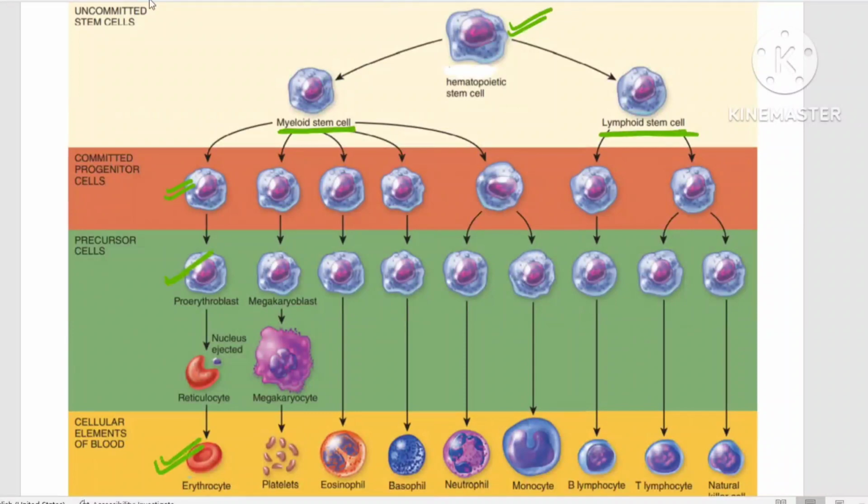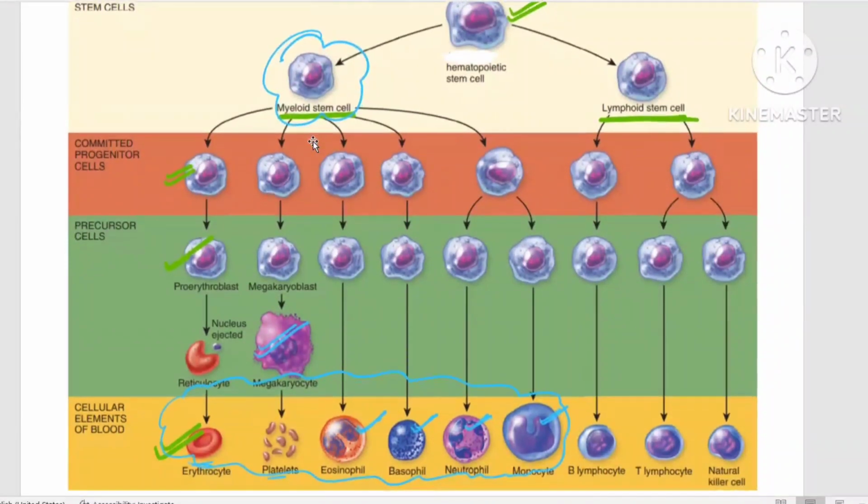So you can see RBCs, and platelets are made from one large cell known as the megakaryocyte. They are the cell fragments of the large cell megakaryocyte. Eosinophil, basophil, neutrophil, and monocytes. All these, okay beta, all these are coming from which stem cell? They are coming from the myeloid stem cell. The myeloid stem cell is giving rise to all the blood cells except lymphocytes and natural killer cells. Okay, except lymphocytes and natural killer cells.